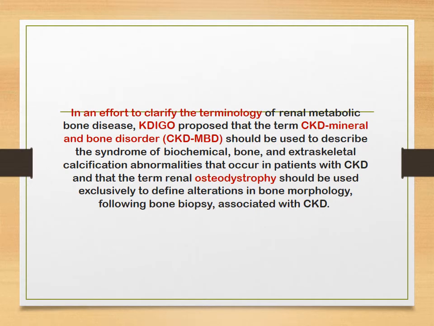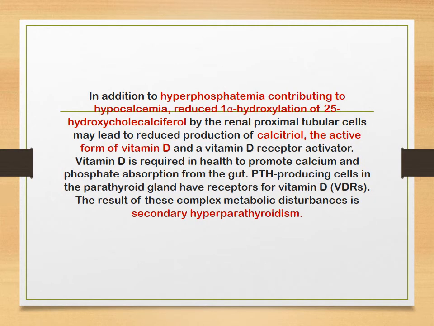Kidney Disease Improving Global Outcomes uses the term chronic kidney disease mineral and bone disorder instead of osteodystrophy, to reflect the bone and metabolic mineral disturbances that occur in chronic kidney disease, and emphasizes that the use of osteodystrophy is only for bone morphology following bone biopsy, while chronic kidney disease mineral and bone disorder is used for the metabolic changes that occur due to renal disease, hypocalcemia, and the appearance of secondary hyperparathyroidism.